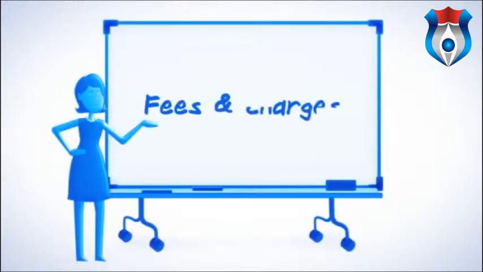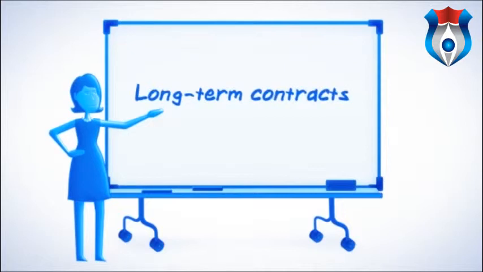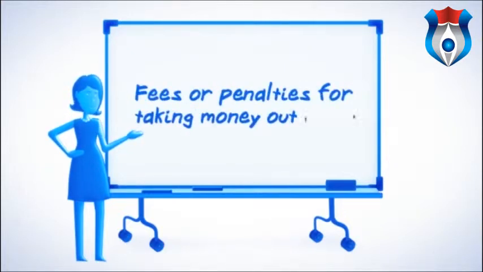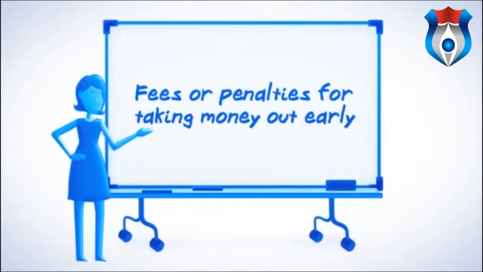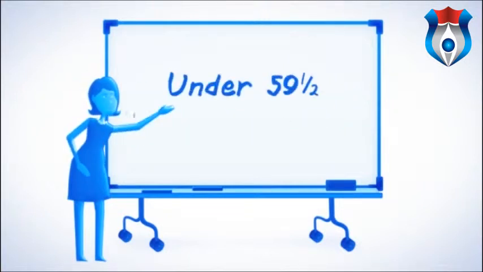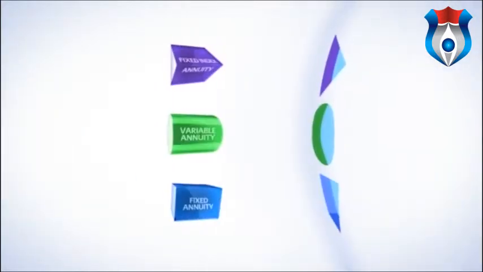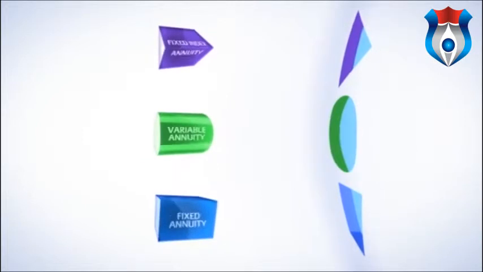Keep in mind, all annuities involve insurance-related fees and charges, and because they're long-term contracts designed for retirement, there may also be fees or penalties for taking money out early, including surrender charges, and if you're under the age of 59 and a half, a 10% federal tax penalty, which means you may lose some of your principal in some instances. Different types of annuities are designed to do different things.